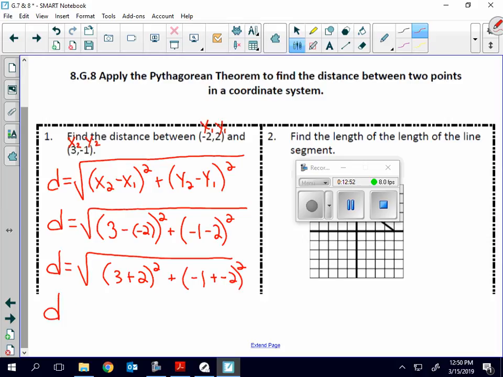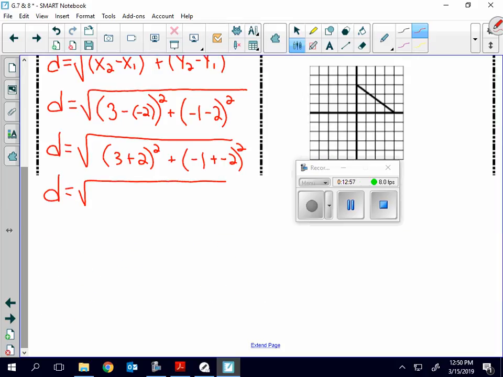Okay, again, some people already know this and can skip steps. It's not a big deal. So 3 plus 2 is 5, and we have 5 squared. You can put it in parentheses if you want. This one I have to put in parentheses because it's going to be negative. This is a -3 when I add those together.